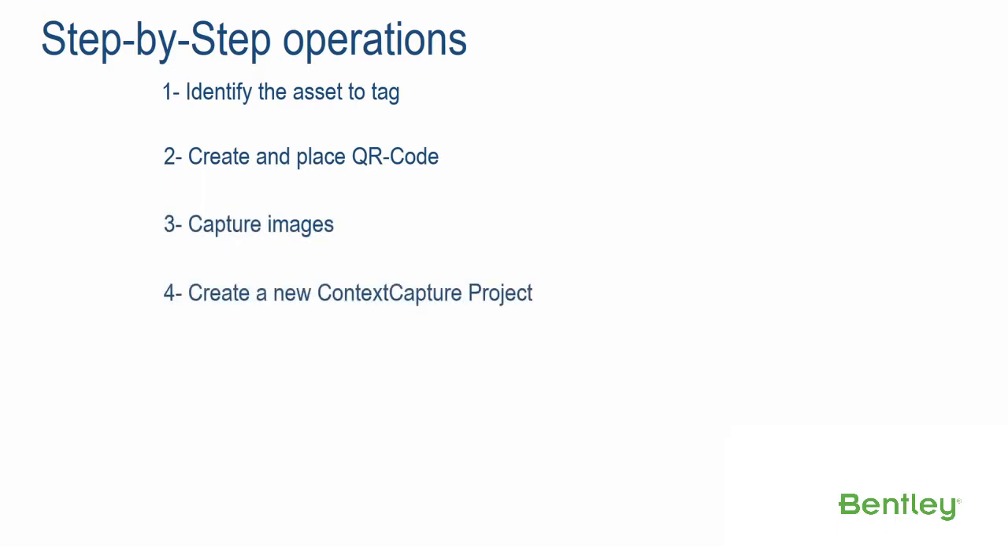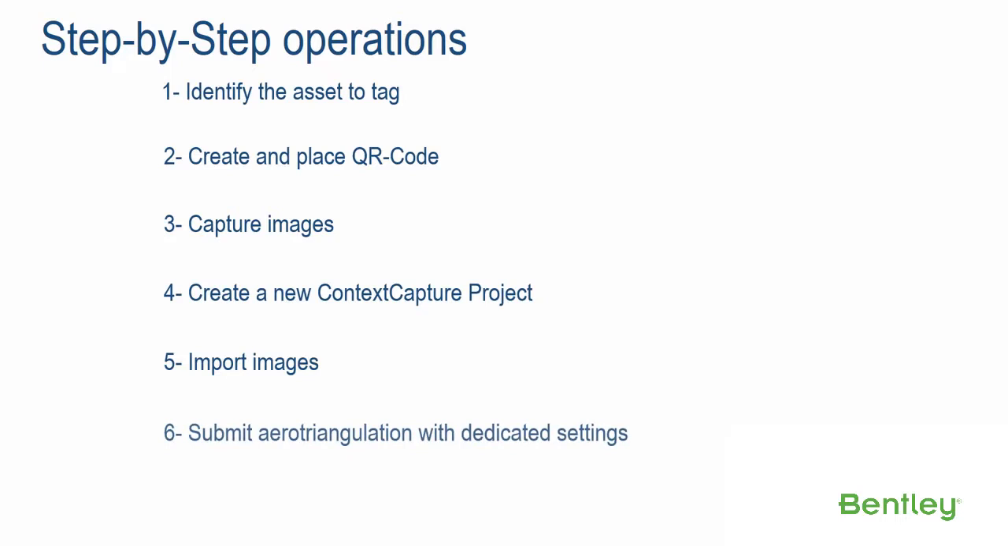Step 4. Create a new context capture project. Step 5. Import images. Step 6. Submit error triangulation with dedicated settings. Step 7. Export QR information.